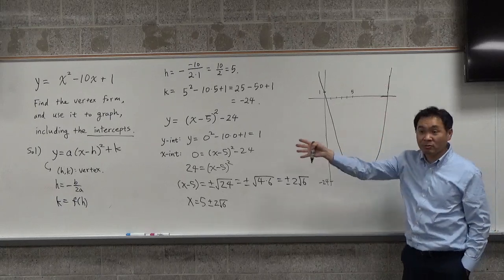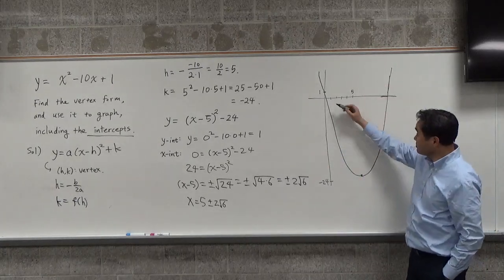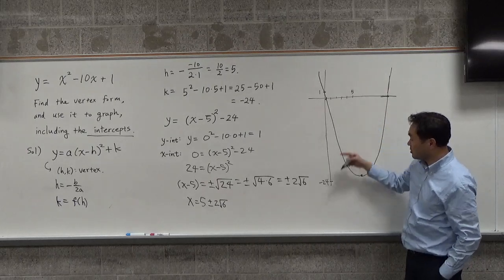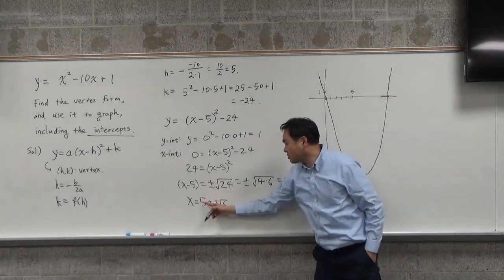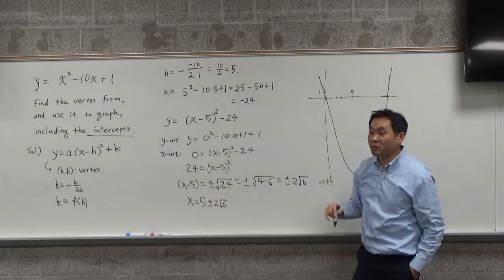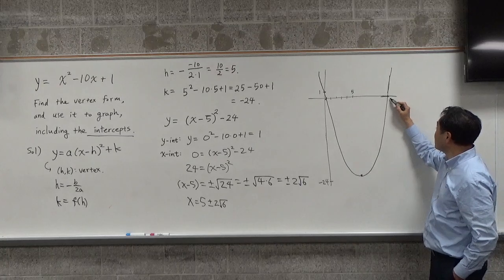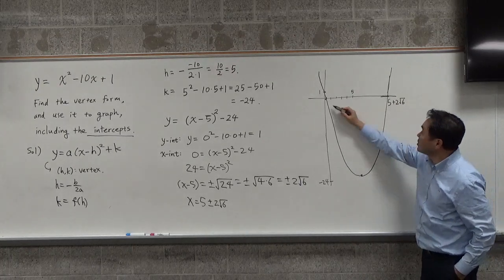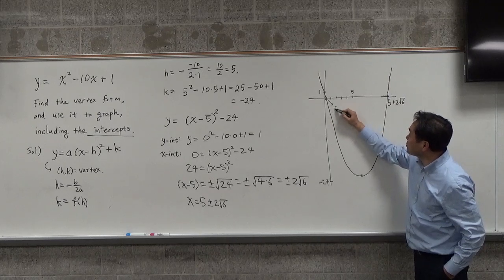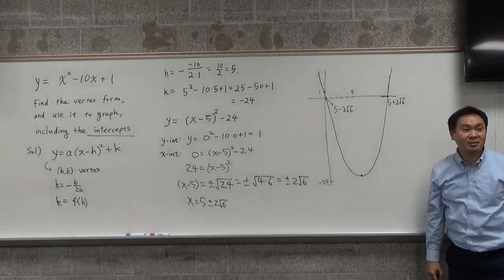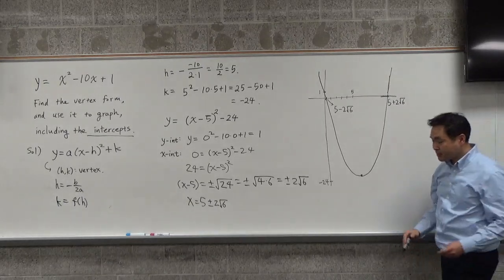So that will be the graph of this equation. And we know the values of this. See, you have 5 minus 2 radical 6 and 5 plus 2 radical 6. Of course, the one with the plus will be on the right side. So this point will be 5 plus 2 square root of 6. And this point here would be 5 minus 2 square root of 6. And that's it. That solves the question.